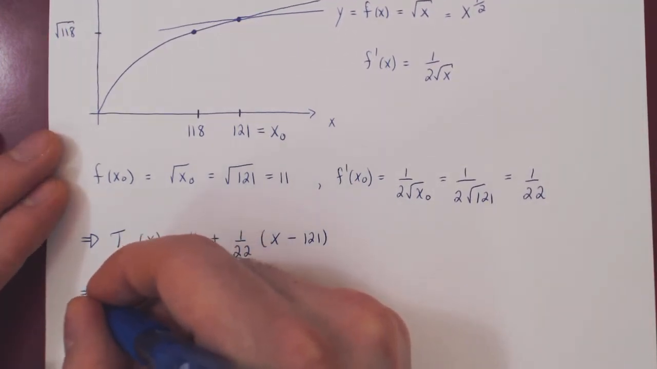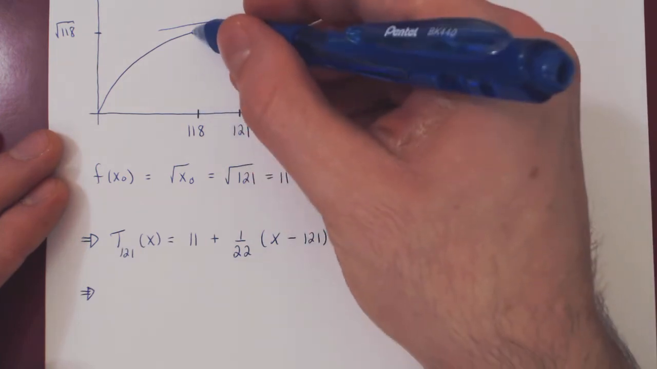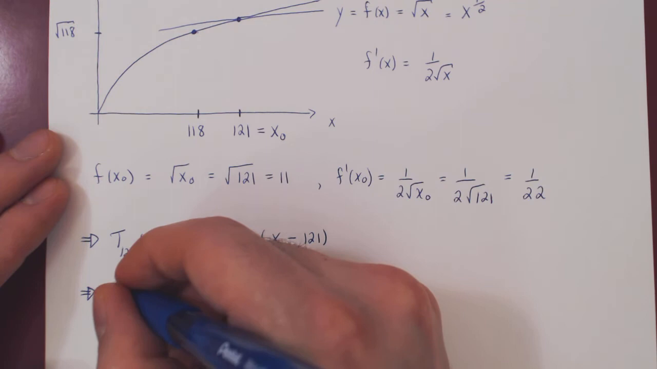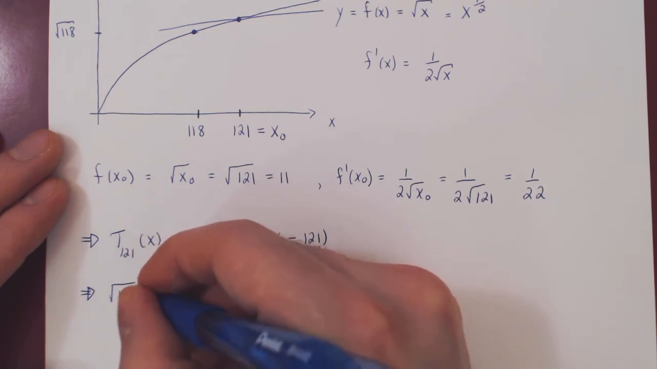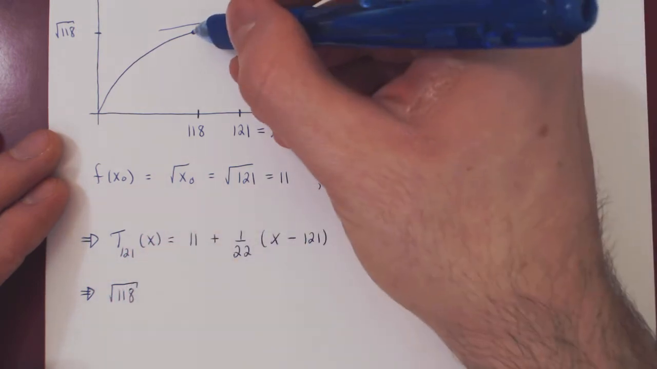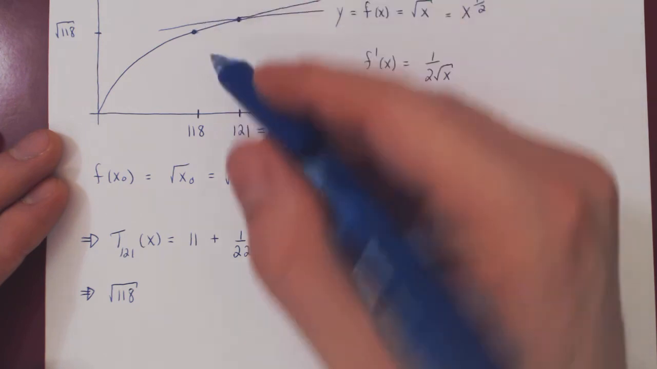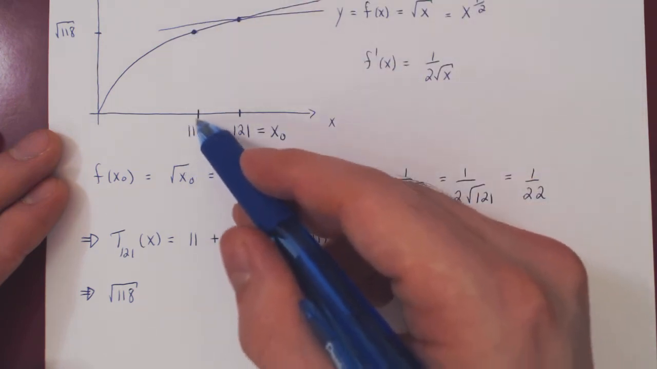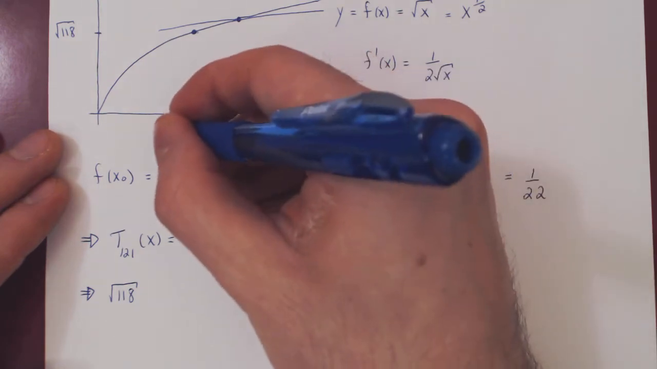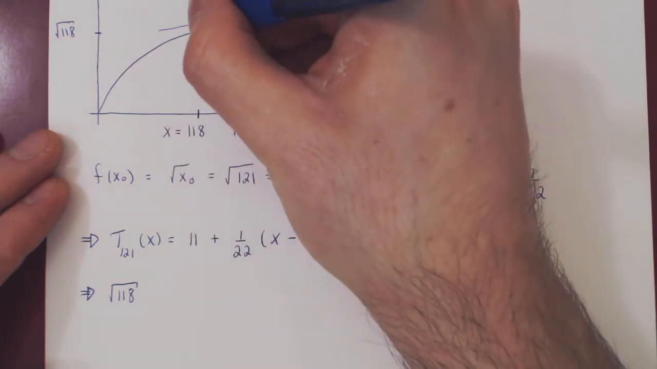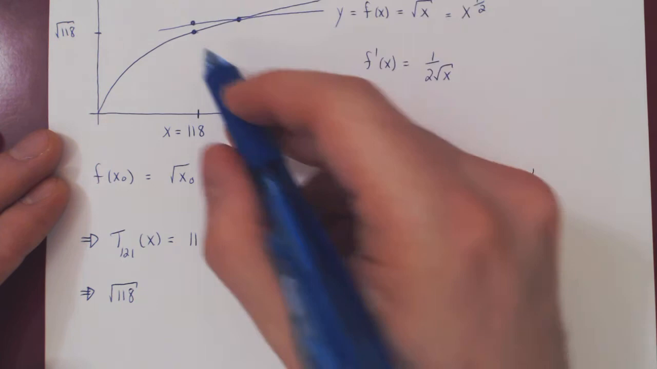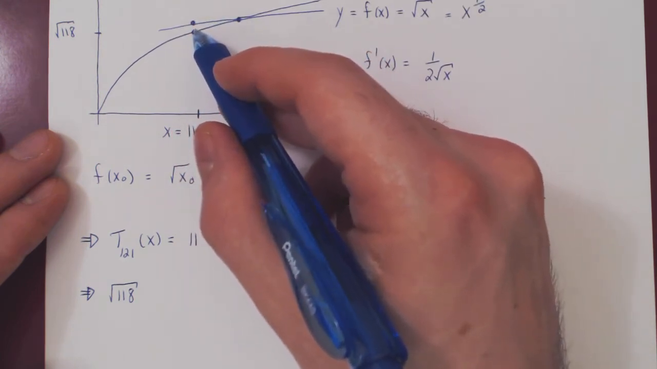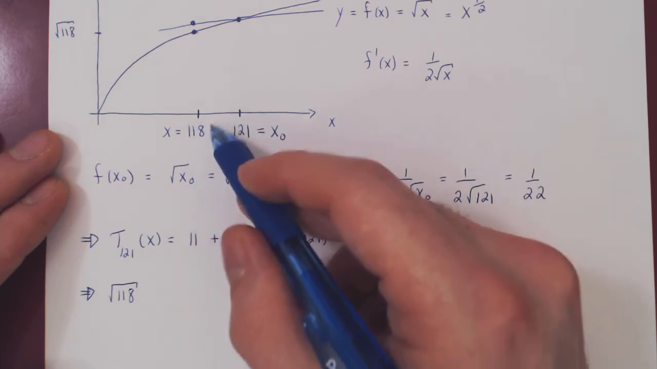We wanted the exact value of the square root of 118? Well, we don't know how, so the best we can do is take the value on the tangent line at x being 118. And so now using the y value on the tangent line will give us an approximate value to the exact square root of 118.